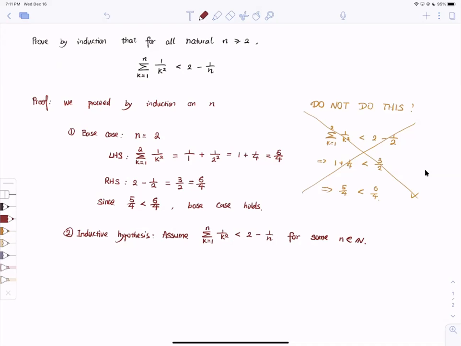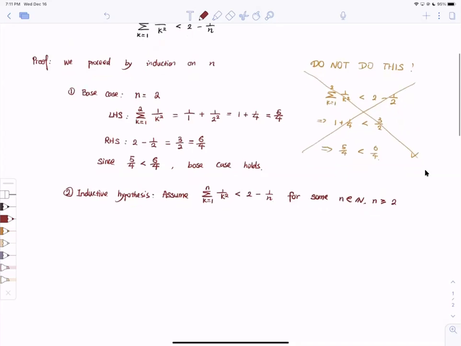All right, so something is missing from this inductive hypothesis, because if you look at the question, they ask you to prove for all natural numbers which are greater than or equal to 2. So here your n has to be greater than or equal to 2 as well. So for some n in natural number, and n is greater than or equal to 2.